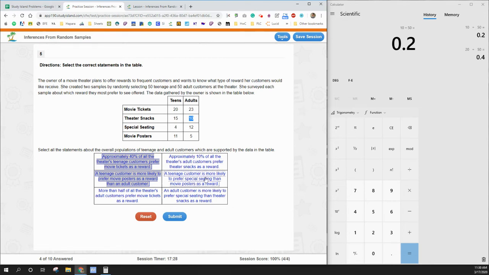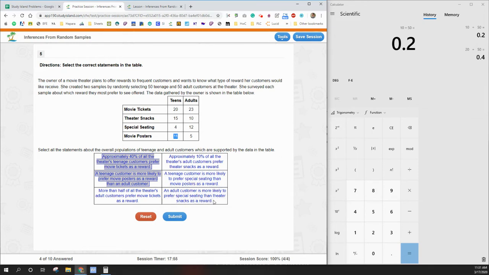Next one, a teenage customer is more likely to prefer special seating than movie posters as a reward. Let's take a look at that. 4 teens out of 50 preferred special seating, but 11 teens out of 50 preferred movie posters. So is it true that they prefer special seating more than movie posters? No, it is not more likely to prefer special seating than movie posters. This is not accurate.